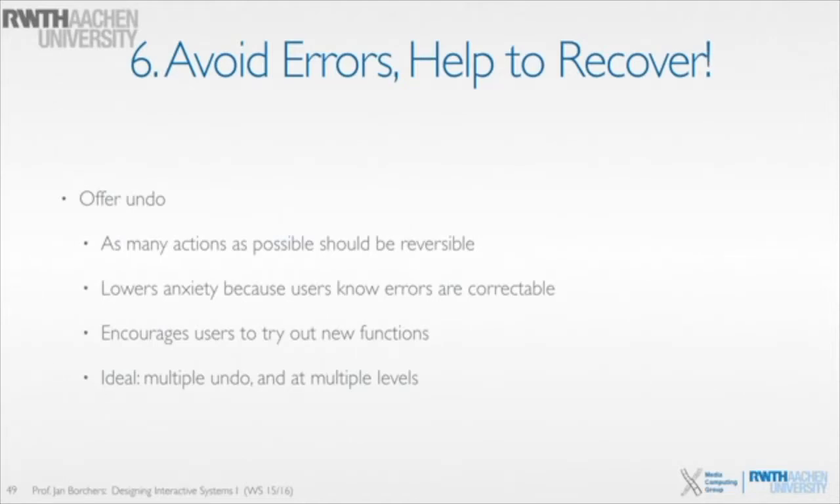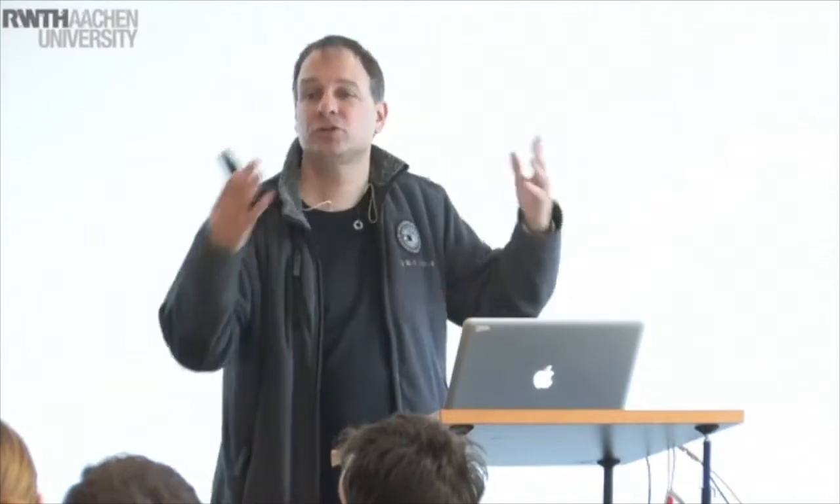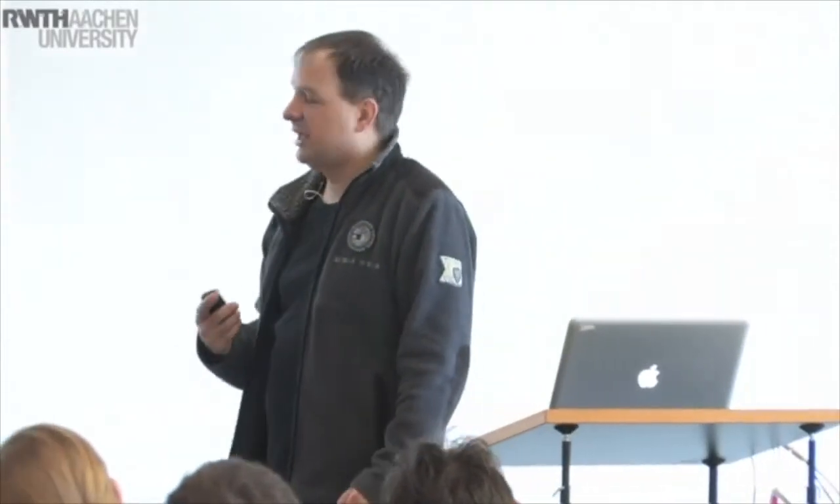Undo, of course, is a huge one, right? As many actions as possible should be reversible, not just one. You want to lower the anxiety with undo because that makes people try out more stuff, right? If I have an application where I can try out things and I know I can roll back if I make a mistake, I'm much more open to trying new features. Ideally, you have multiple undos and at multiple levels.